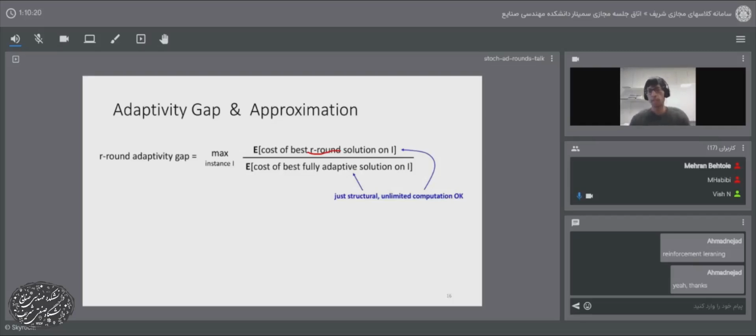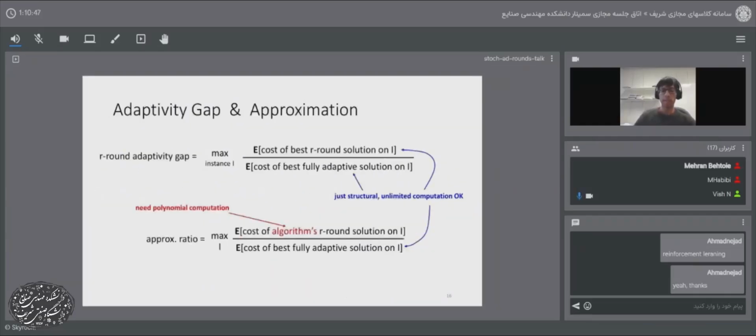So notice that this question is just structural. It does not talk about an efficient algorithm to achieve such a solution. So we're just talking about two different solution concepts. One is an R round solution, where you're limited in the number of adaptive rounds, and the other is a regular fully adaptive solution. So this is one thing that we are interested in.